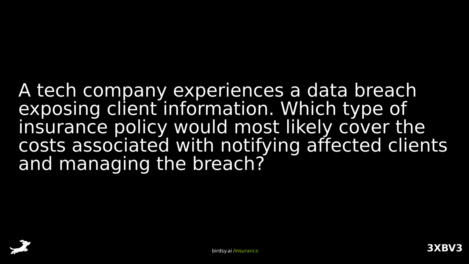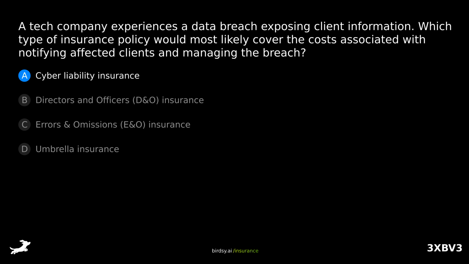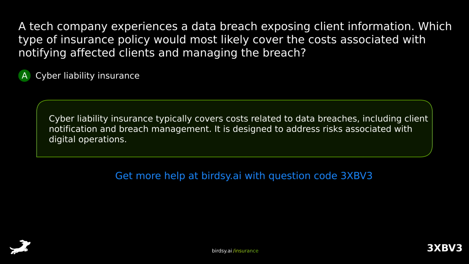A tech company experiences a data breach exposing client information. Which type of insurance policy would most likely cover the costs associated with notifying affected clients and managing the breach? Is it A, cyber liability insurance? B, directors and officers insurance? C, errors and omissions insurance? Or D, umbrella insurance? The answer is A, cyber liability insurance. Cyber liability insurance typically covers costs related to data breaches, including client notification and breach management. It is designed to address risks associated with digital operations.